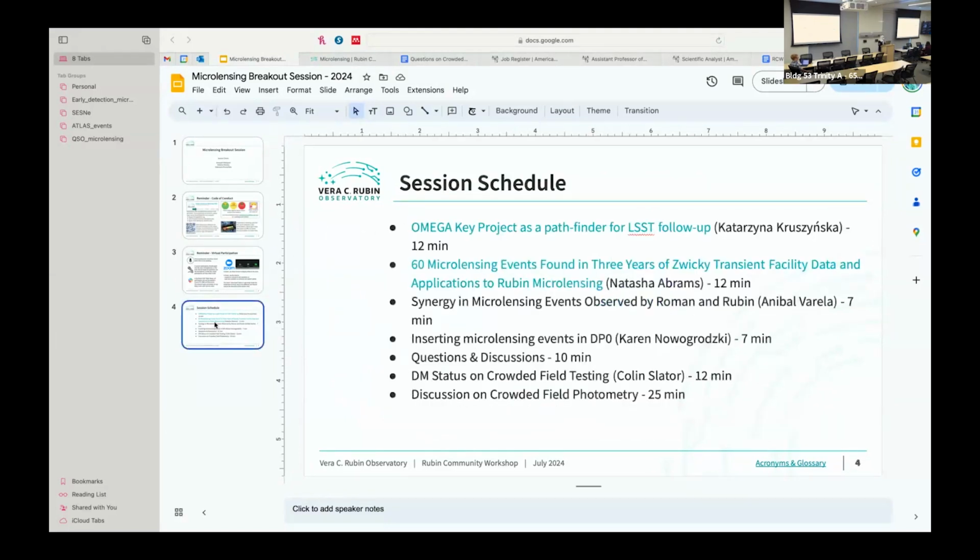So here's the session schedule. In this session, we'll have 5 talks. The first 4 talks in the first session are given by the members of the Microlensing subgroup on the various projects they've been working on. After the first 4 talks, we'll have 10 minutes for Q&A. In the second session, we will be focused on crowded field photometry. That section will start with a talk by Colin on DMS status on crowded field testing, followed by a discussion on the crowded field photometry.